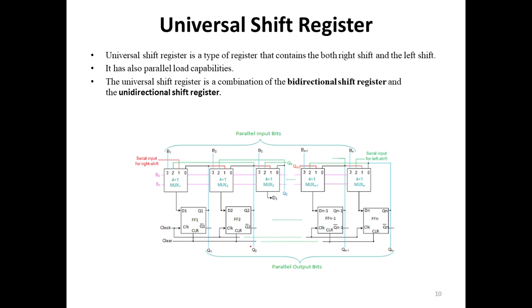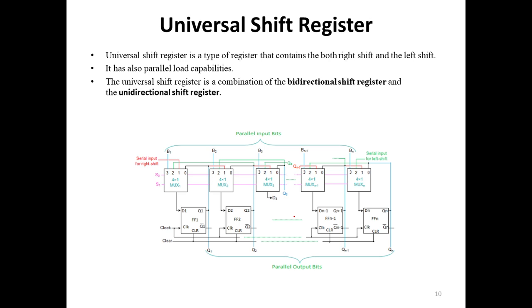Now come towards the last shift register, which is called the universal shift register. Till now we have seen different types of operation: serial in serial out, serial in parallel out, parallel in parallel out. All these operations will be performed by a single register which is called the universal shift register. By using this register you can shift your data to the right, shift data to the left, as well as do parallel loading. This universal shift register is a combination of bidirectional shift register and unidirectional shift register.